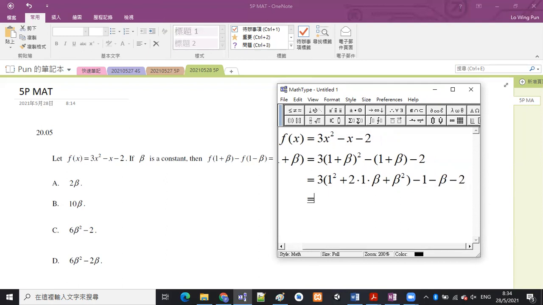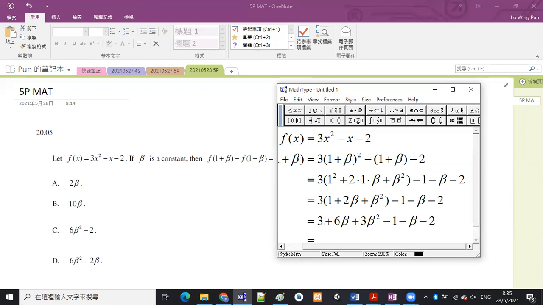And then just simplify the terms inside the bracket first. We just keep the 3 here. 1 squared is just 1, and then plus 2 times 1 times beta. When everything is multiplying together, we just take those that can be multiplied together first. It's 2 times 1, just a number, so the value is just 2 times beta, and then beta squared, minus 1 minus beta minus 2, and we further remove this bracket. It becomes 3 plus 6 beta plus 3 beta squared minus 1 minus beta minus 2.